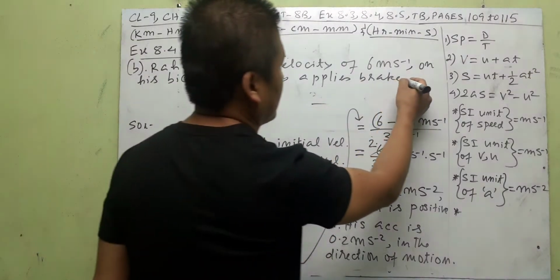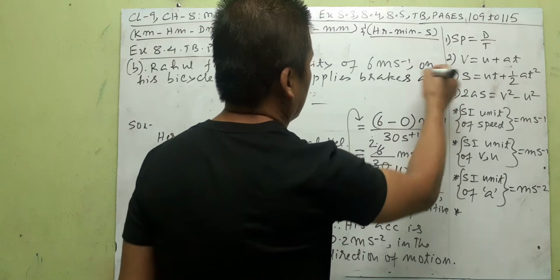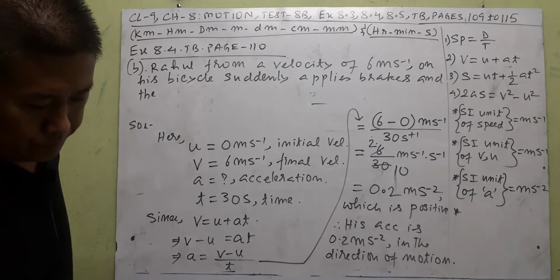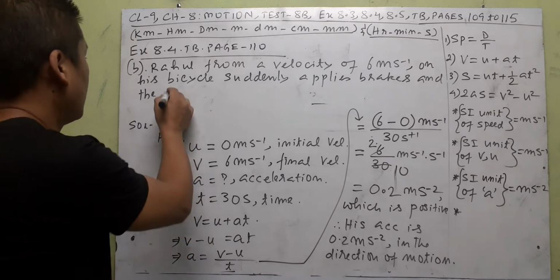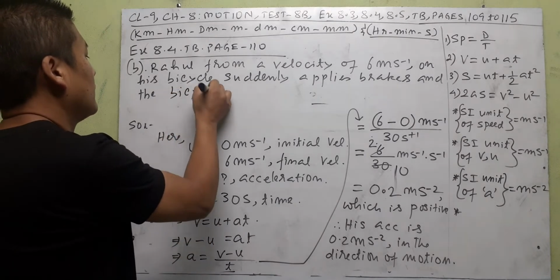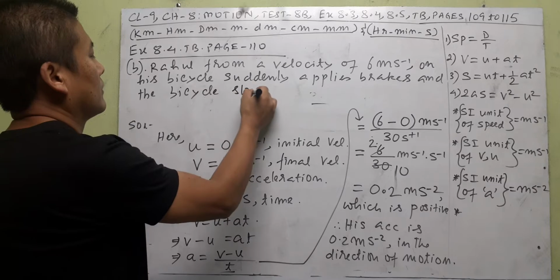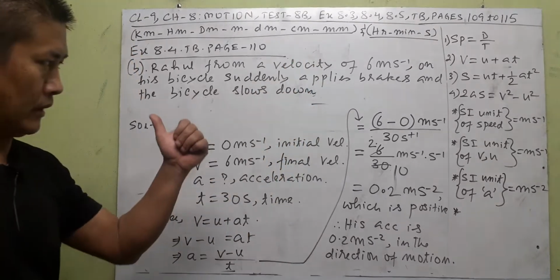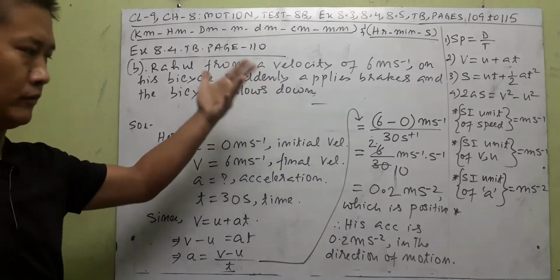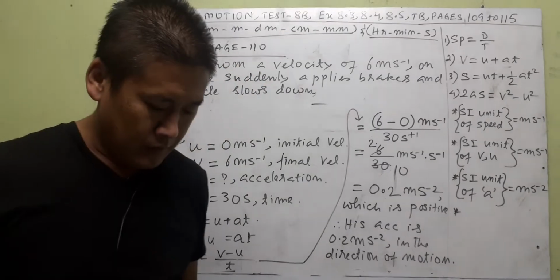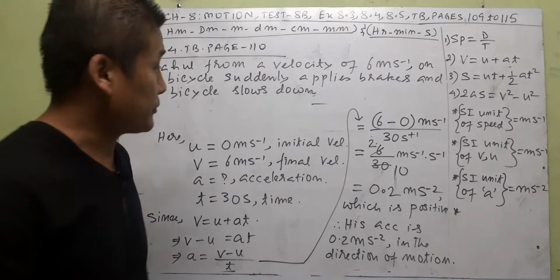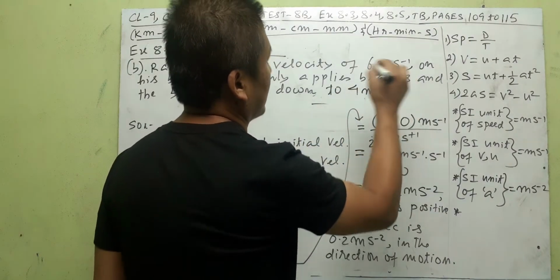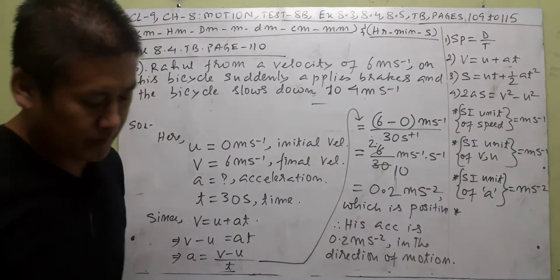And the bicycle slows down. You have to write this question yourself. We're adjusting it to make it a numerical, okay? So slows down to 4 meter per second in the next 5 seconds.